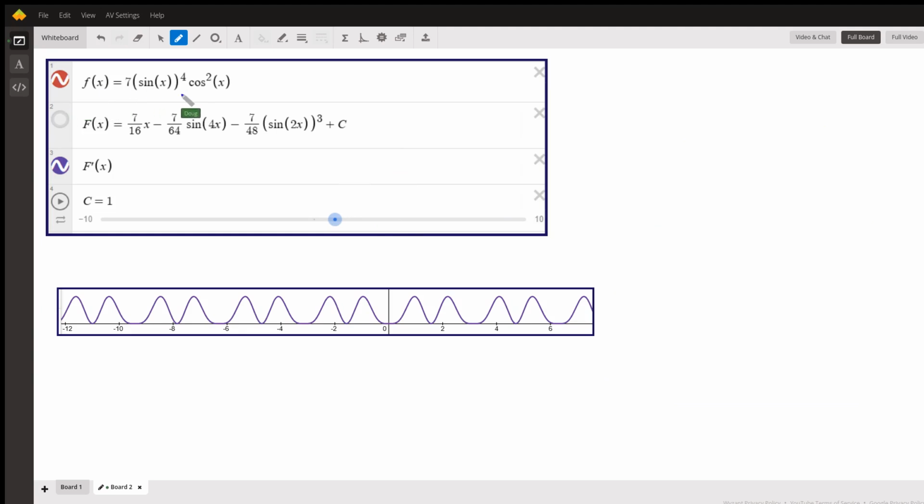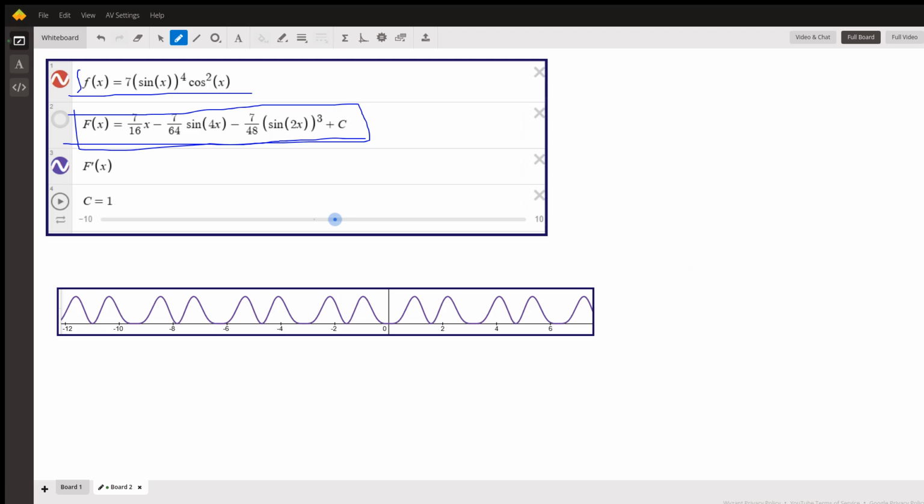Here's your original function. Here's what I found, at least one antiderivative. And if I take the derivative of that, I should get the integrand. And this graph right here is both the graph of little f of x and big F prime of x, and they are identical. So I'm pretty confident that that is one possible solution for the antiderivative of f of x. Okay, there you go.